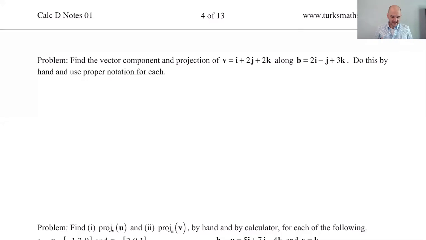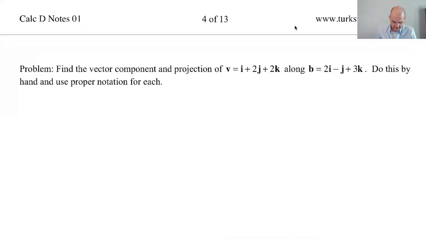All right, we're back. We're on page 5, notes 1, Calc D, doing multivariable stuff. We're talking about projections and components. So component, I find myself finding that more often than the projection, but let's see. We're going to do this by hand.